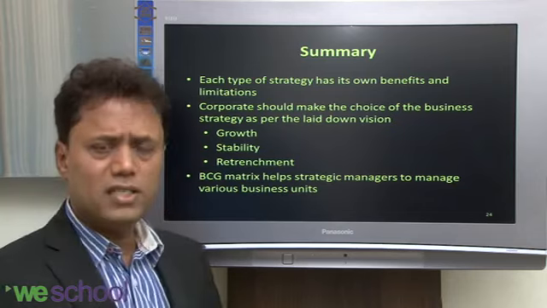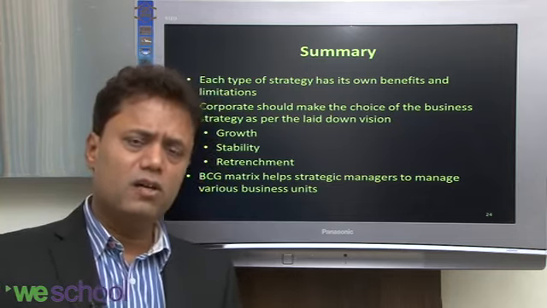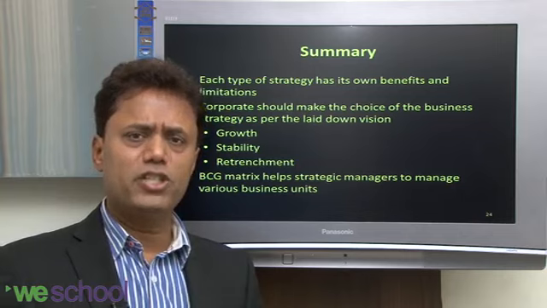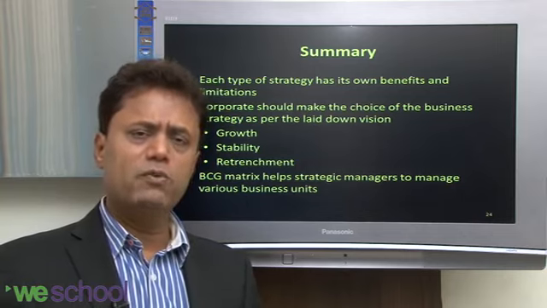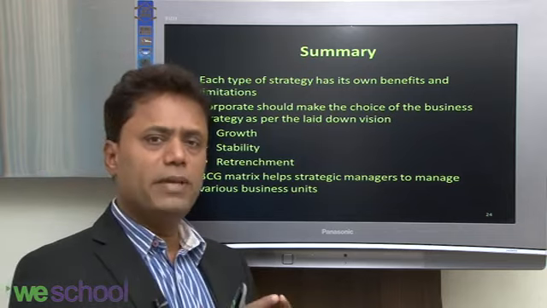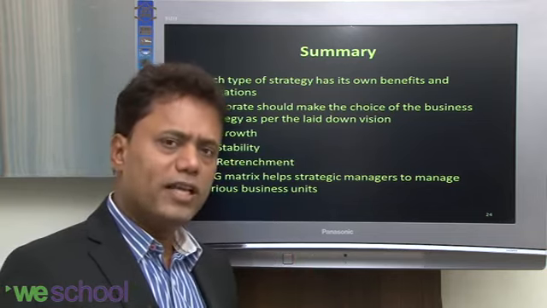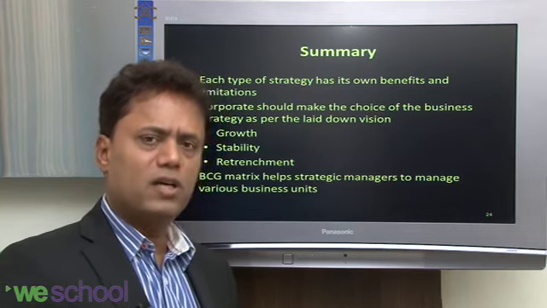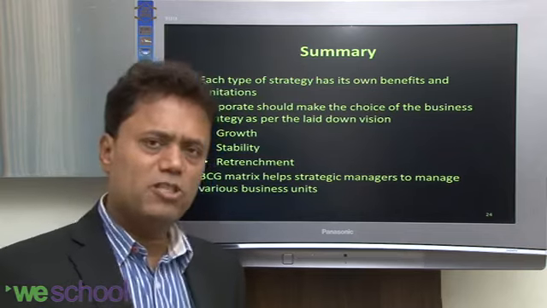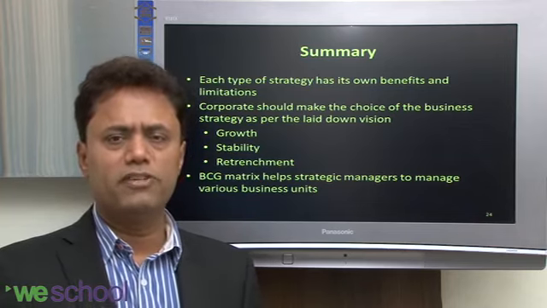And we have also seen different strategies: growth strategy, stability strategy, and retrenchment strategy. In growth strategy, we have seen organic growth and inorganic growth. In inorganic growth, we have clearly seen expansion and diversification, horizontal integration and vertical integration. So you have to pick and choose based on the BCG growth share matrix how you can create your own strategy for your organization and for your business. Thereby it helps strategic managers to manage various business units. So corporate strategy gets further percolated down to the different business units and the different functional units.